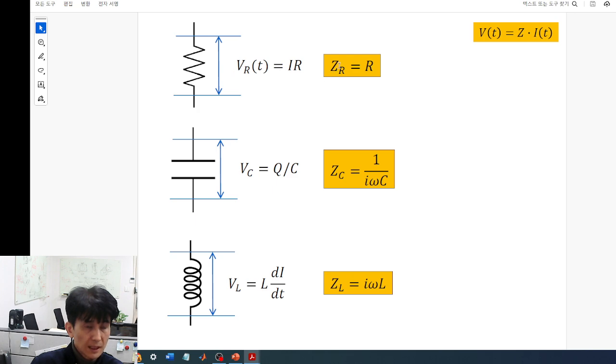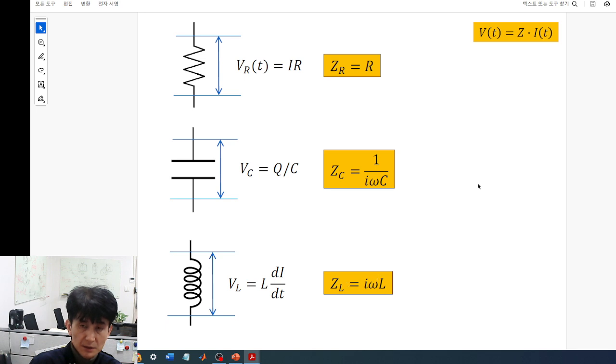For a resistor, we have ZR equal R. For a capacitor, we have ZC is 1 over i omega C. For an inductor, we have ZL equal i omega L, where each of these impedances is used to calculate the relation between the voltage and the current. So as ZR is a real number, there is no phase difference between VR and IR. As this is a complex number, there is a phase difference between VC and IC. Same is true for the ZL.